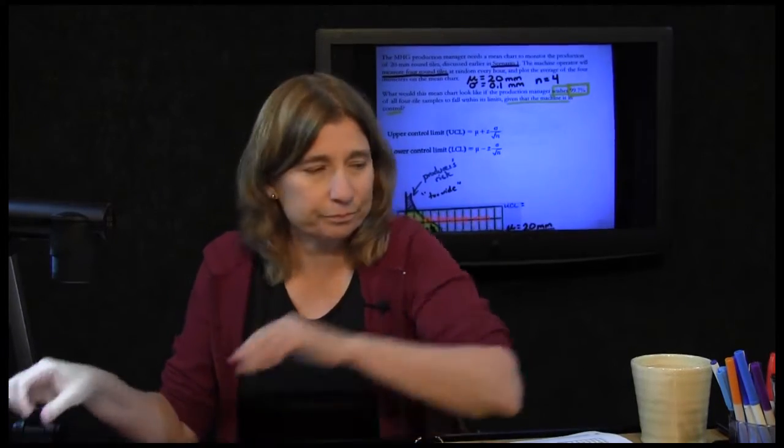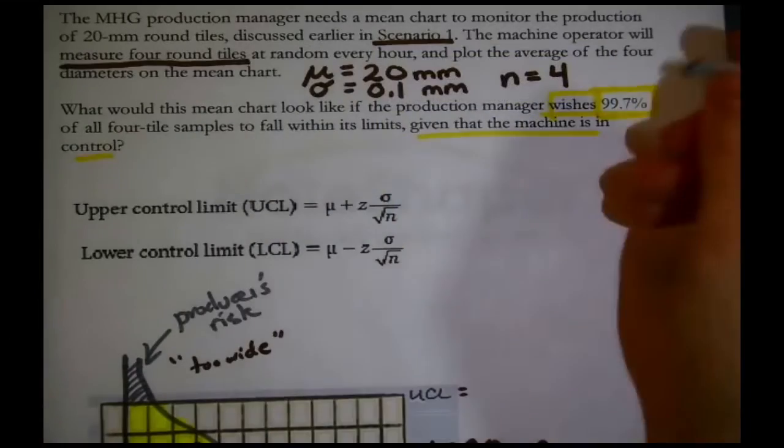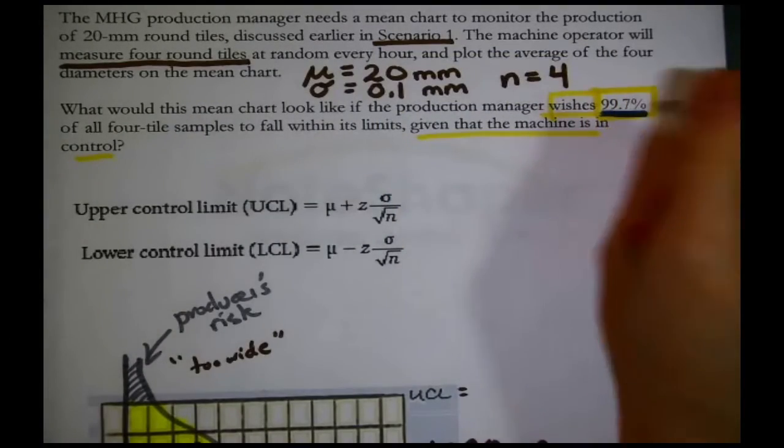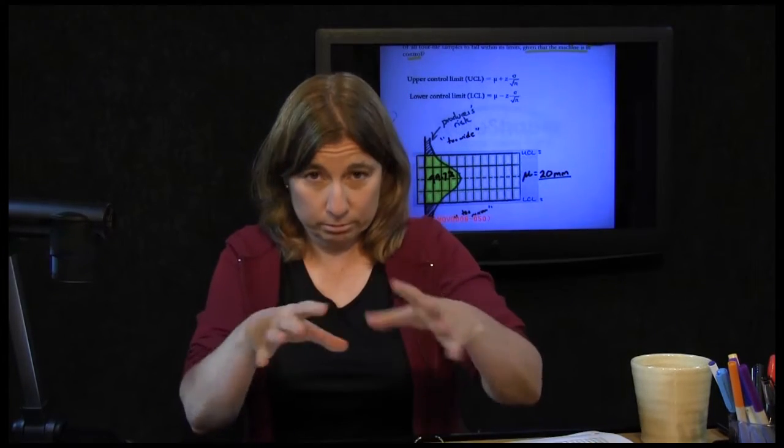I wonder why it was 99.7%. They wanted 99.7% of the samples to fall within the limits, when in fact the process is in control. Goes back to the normal distribution. Because natural variation is normally distributed, the distribution of the samples is also expected to be normally distributed.